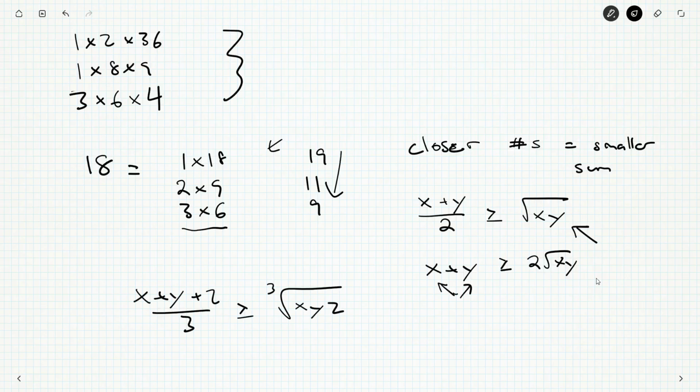And if you're going to just mess around, pick some examples, try and notice patterns, and keep a running tally. So 1, 2, 36 is 39. 1, 8, 9 is 18. So 18 is as good as I can get. 3, 6, and 4. Well, now that's 13. Can I really beat 13? And you can just keep trying.